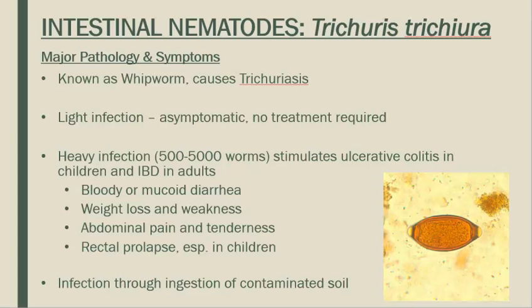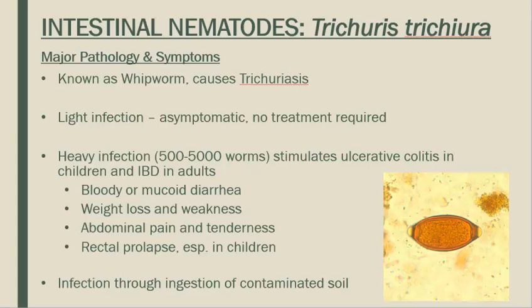Our next intestinal nematode is Trichuris trichiura. This one is our whipworm, is the common name. Light infections are usually asymptomatic and require no treatment. Heavy infections of 500 to 5,000 worms can cause ulcerative colitis in children. Ulcerative colitis is inflammation of the digestive tract, and IBD in adults. IBD is inflammatory bowel disease.